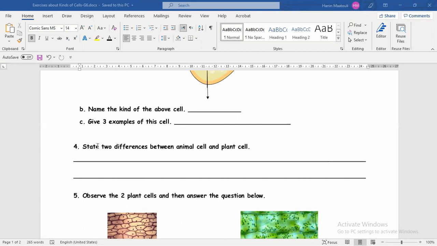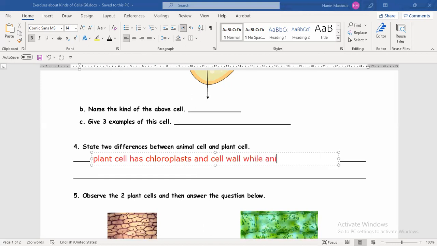So in this case, it will be easy to write that plant cell has chloroplasts and cell wall. Pay attention because we are stating differences. So we must use a connector between the two sentences, between the plant and the animal cell. We can write but, however, on the other hand, while. So I will choose to write while. So plant cell has chloroplasts and cell wall, while animal cell does not.